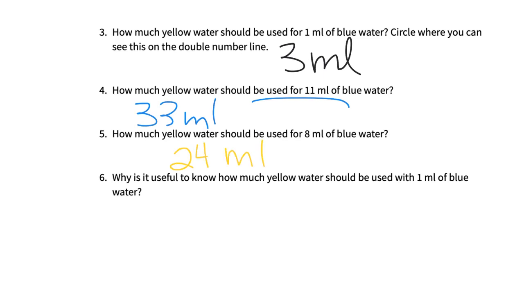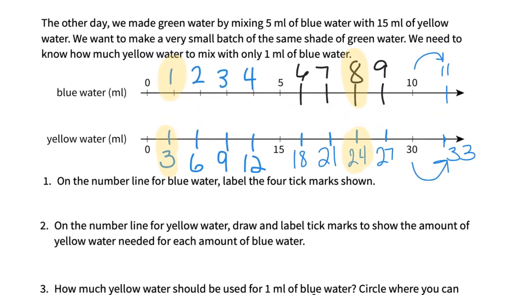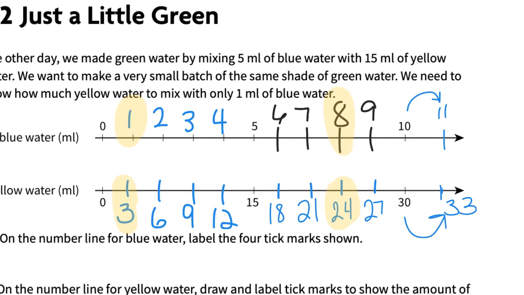24 milliliters for yellow. And then why is it useful to know how much yellow water should be used with 1 milliliter of blue? Well, this is a cool little question, because once we know that smallest, in this case kind of like a unit ratio, that's going to help us with our multiplication. Because once you know this, all these other equivalent ratios can be found through multiplication rather than addition.